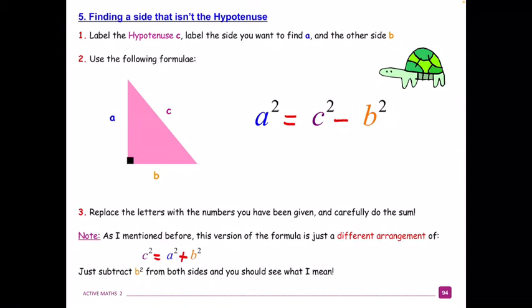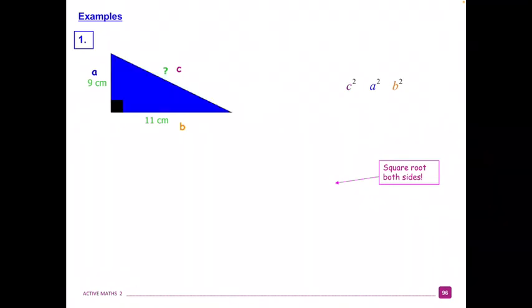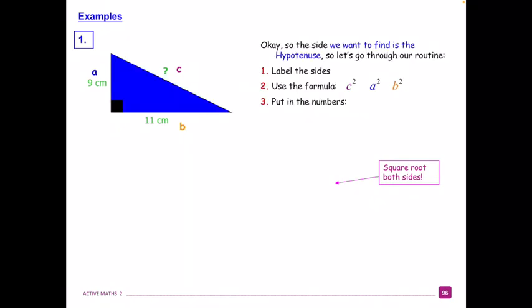This is just a different arrangement of the formula that is given in our log tables. So when we're looking for an unknown side that isn't the hypotenuse, just subtract b squared from both sides. The formula for Pythagoras Theorem is found on page 16 of your formula booklets. Let's look at an example question.